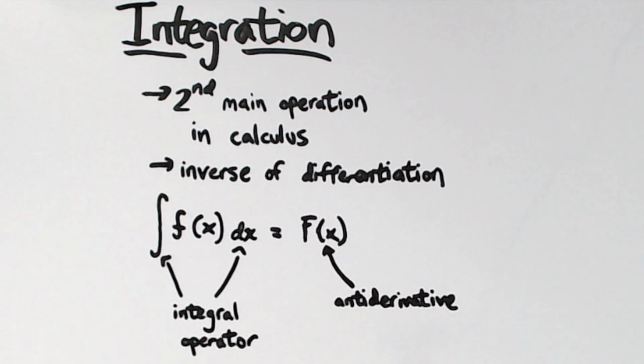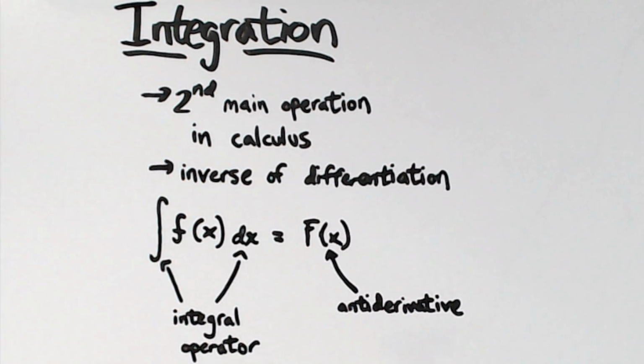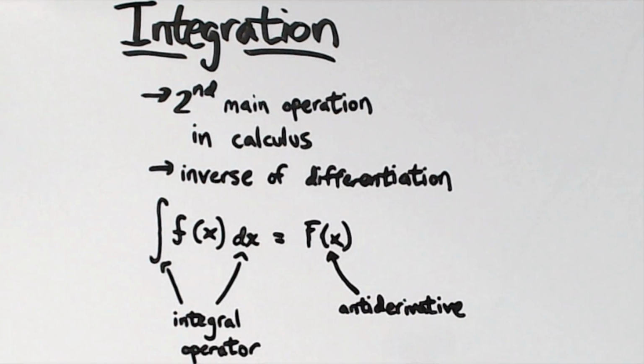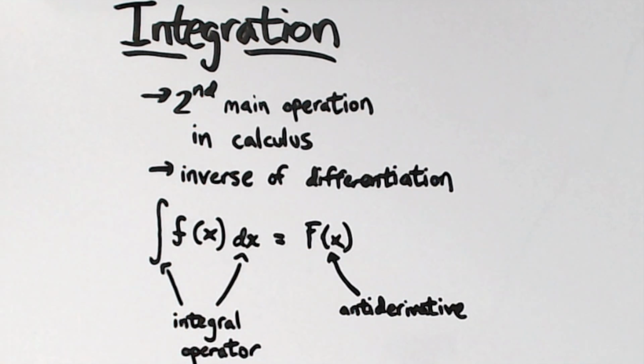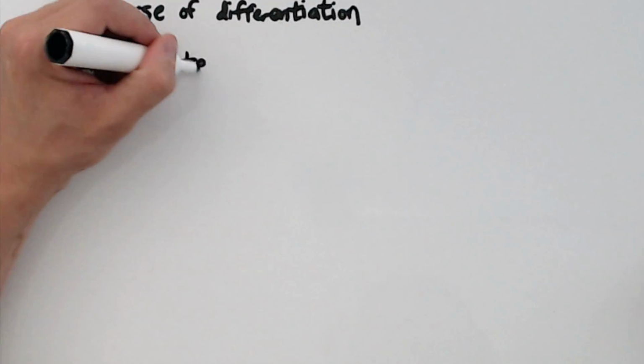Because integration is the exact opposite of differentiation, instead of calling it a derivative, they call it the antiderivative because it's the opposite. I should also point out that this is called the indefinite integral. We're going to go over that in more detail as the unit goes on. In contrast, we have something else called the definite integral.